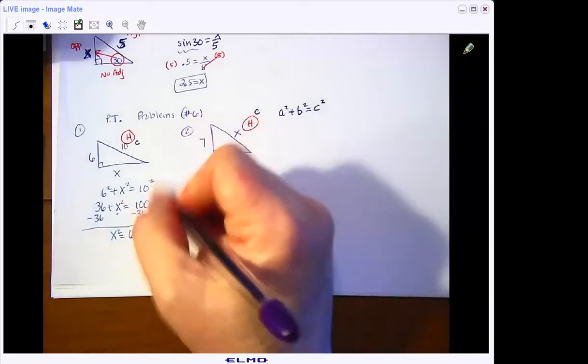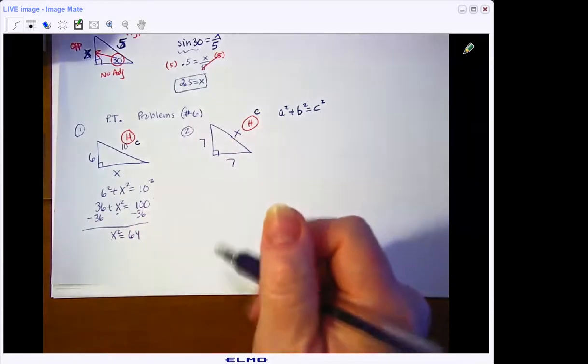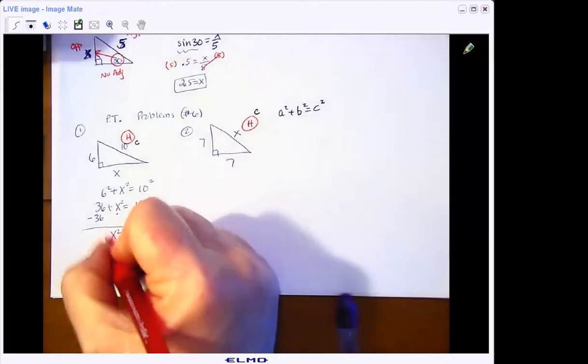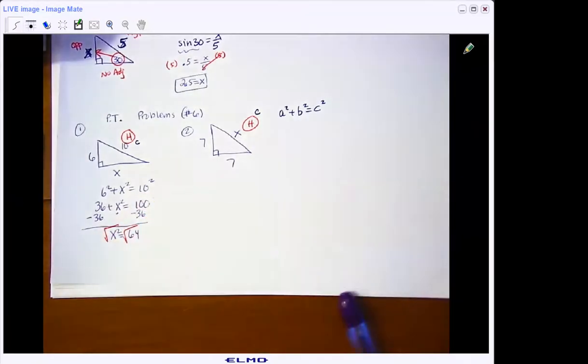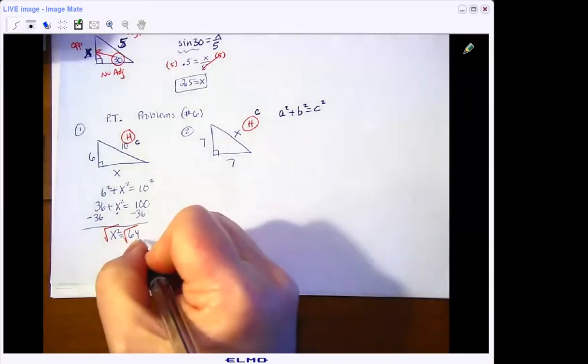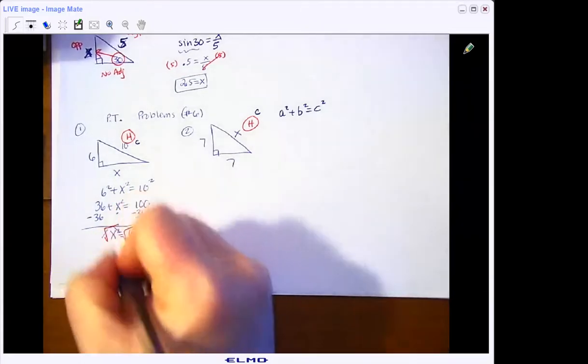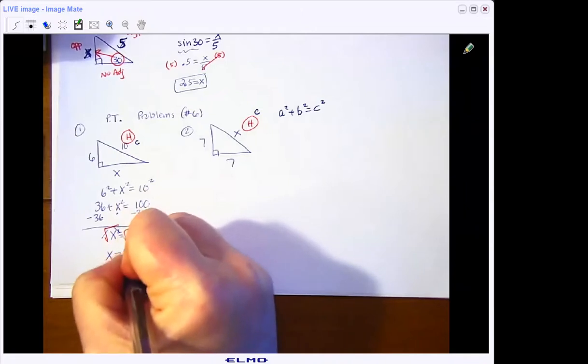So going through the problem, solving as such. Okay, to get rid of a square, we're going to take a square root. And then we ask ourselves, does 64 have a nice square root? Like what times itself gives you 64? It's a square and a square, they cancel. So x is equal to 8.